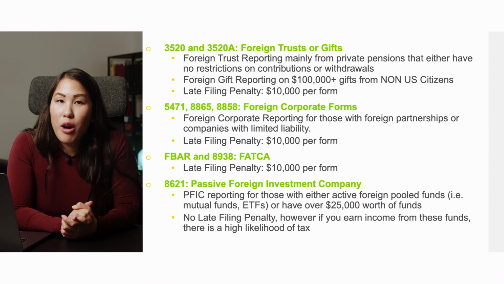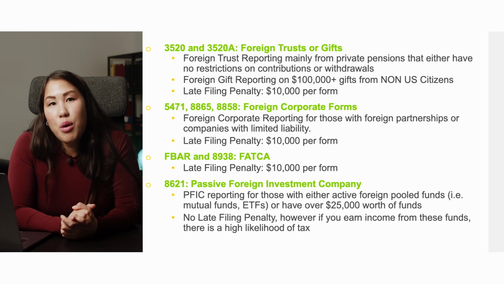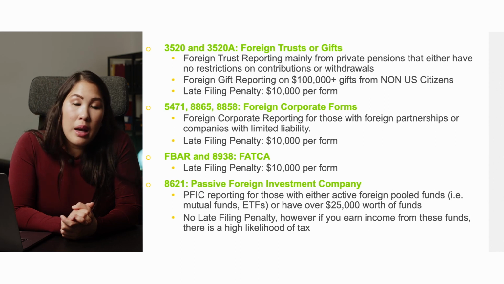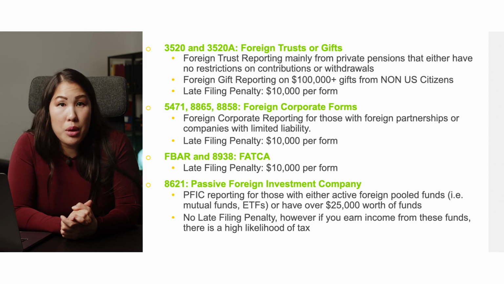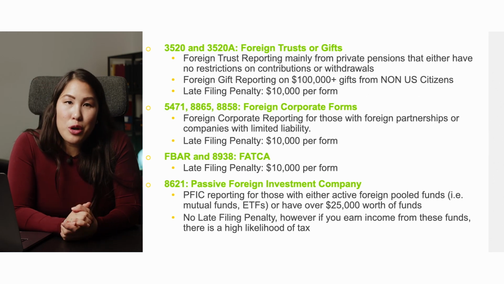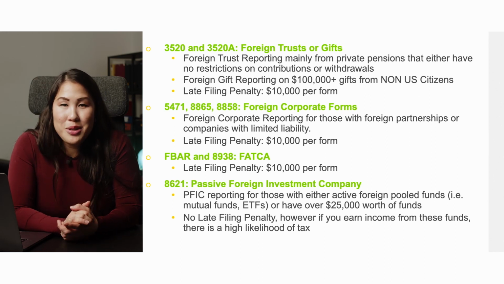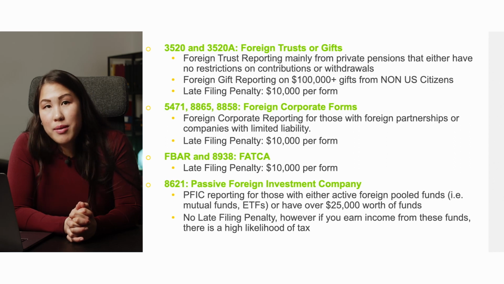I already talked about the FBAR and the FATCA forms. Another form that doesn't have a penalty, but it can result most of the time in taxation, is 8621. That's if you own foreign pooled funds. So say you invest in mutual funds in Germany, you make interest, dividends, you sell them, you probably have to file Form 8621 for passive foreign investment companies. That's just their fancy term for saying foreign pooled funds. So to say, even if you don't make money from these funds, if you own over $25,000 worth of these funds, you still also have to file this form.